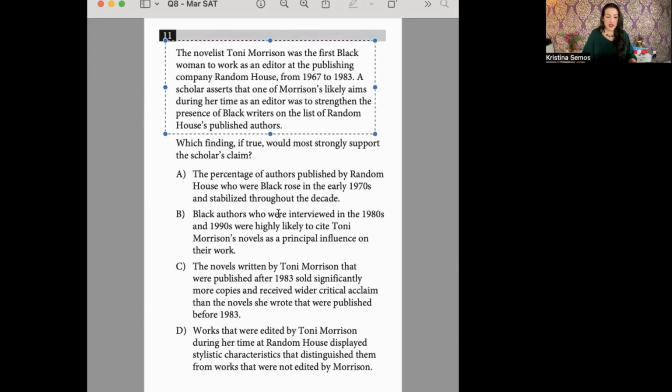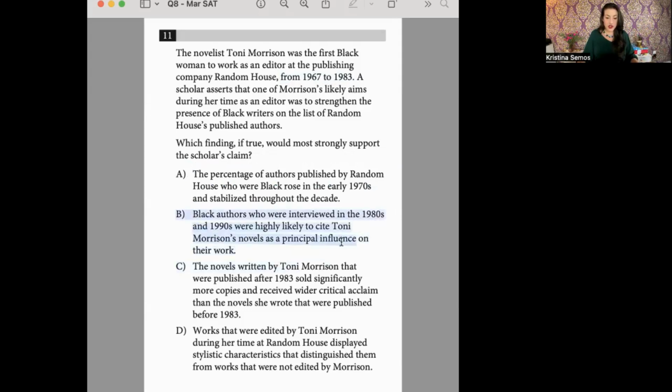Okay. So let's look at these and let's see which one might go along with that idea. So the percentage of authors published by Random House who were Black rose in the early 70s and stabilized throughout the decade. Well, yeah, I mean, they rose. Let me just make sure the time was right, though. So she was there from 67 to 83. So she was there all during the 70s. So that would make sense. Like she got more Black authors to be published. That'd be awesome. Okay, so that's looking good. Let me just check B, C, and D to make sure they're not better, okay?